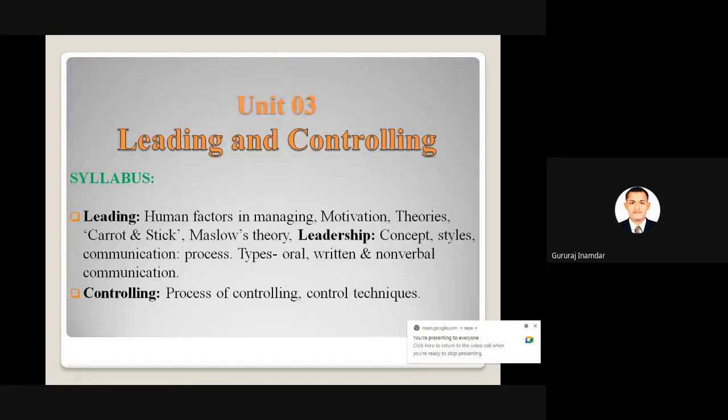Now unit number 3 is leading and controlling. Basically, leading and controlling are managerial functions. So what is the syllabus for this chapter? If you consider leading, it covers human factors in managing: which factors are very important for leading? Next is motivation: what is motivation, the different types of motivation, the process of motivation, and different theories. We will see the different theories briefly, but for our syllabus, two theories are specified: carrot and stick, and Maslow's theory.